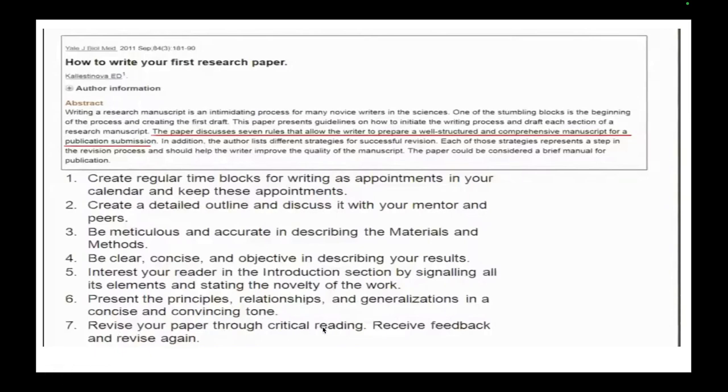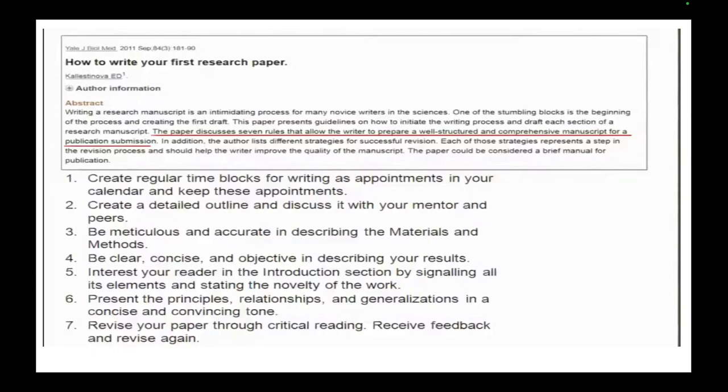Revise your paper through critical reading. Revise, receive feedback, and revise again. When you write all the parts, take some gap, take some rest, because when you continually write the paper, at the end you feel like, I am done now, I will not read it 2 to 4 times, I have already written it 2 to 4 times. But this is very important, reading the whole paper at the end.